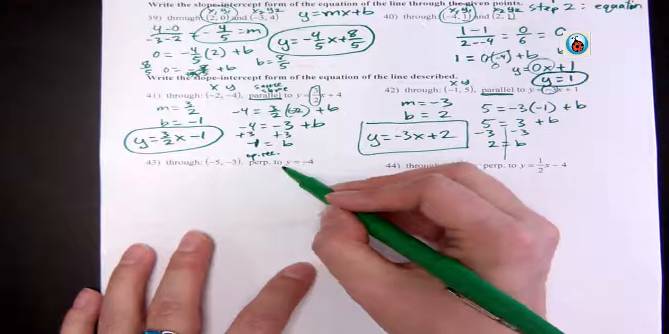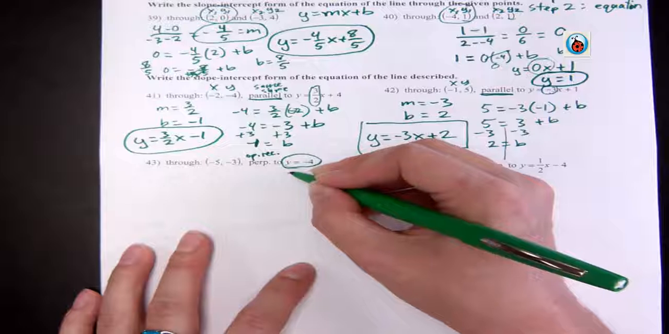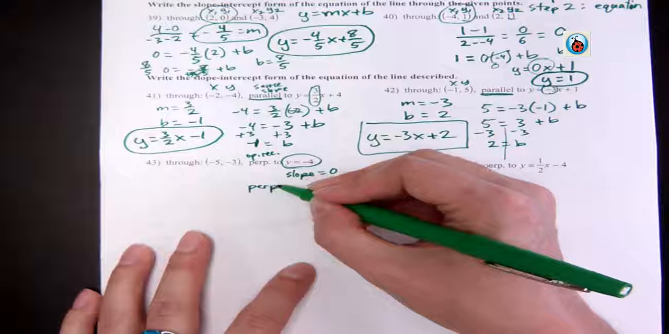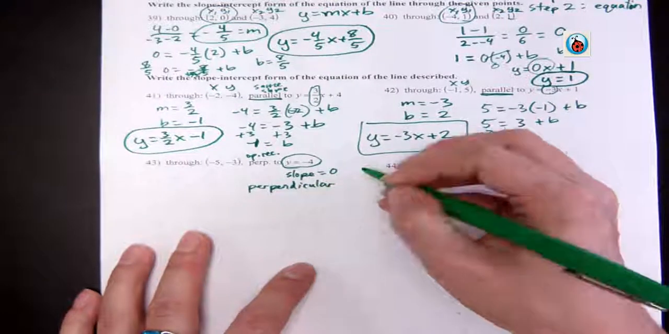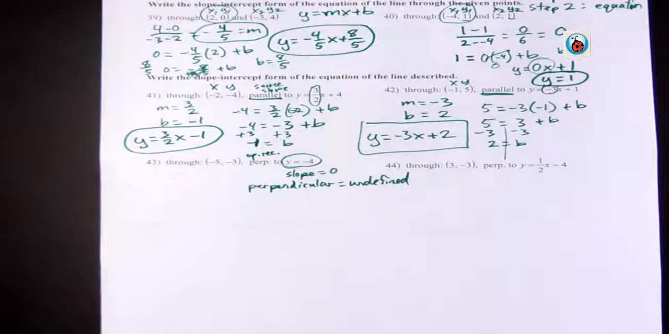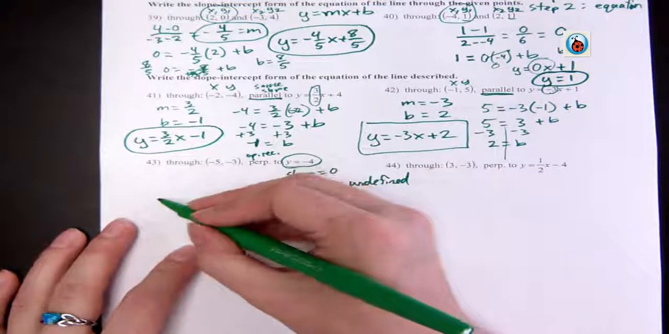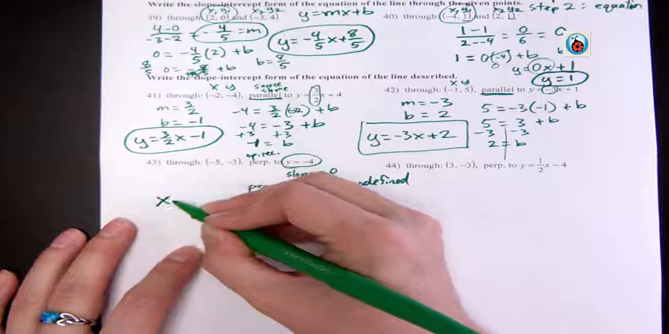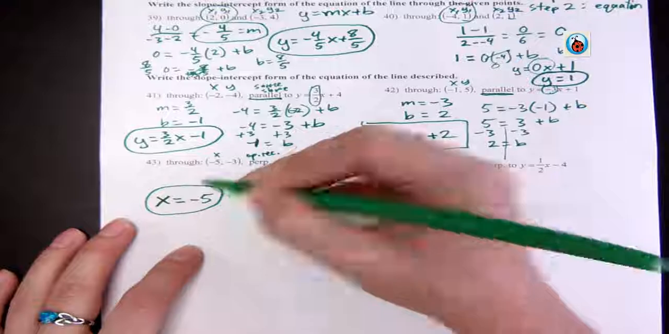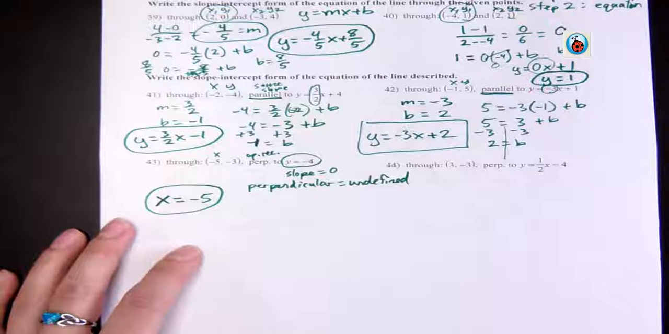Okay, so perpendicular to y equals -4, that means this slope is 0. So perpendicular to 0 is undefined. Okay. Undefined slopes just mean it is an x equals equation. So this is an easy one. I just say x equals and take my x value, -5. So perpendicular or undefined ones are really easy. We just take the value of that point.